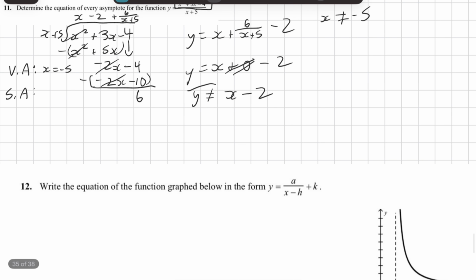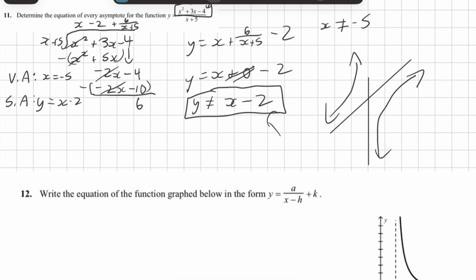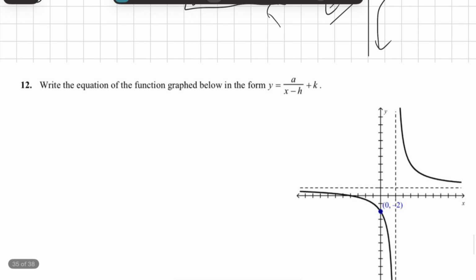So this is what your slant asymptote is going to be. And you're just going to put y equals x negative 2 because you know that no matter how big x gets, it's never going to be able to equal this. And basically the slant asymptote kind of just goes like this, and then you have your vertical asymptote like so, and then the graph is going to look like something like this. But you're not going to have to draw it for any of these questions, so that's kind of irrelevant.